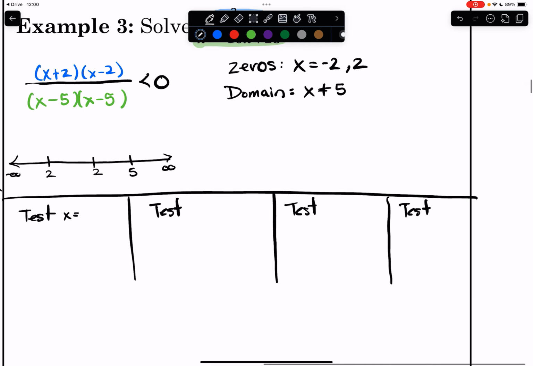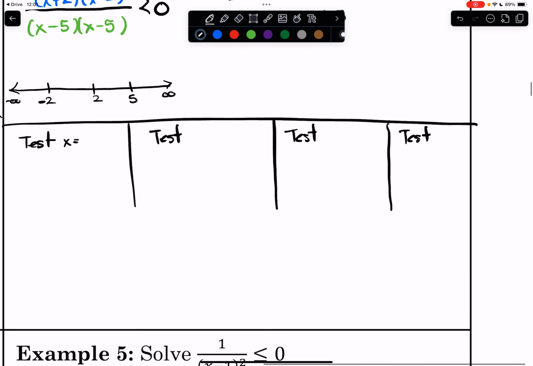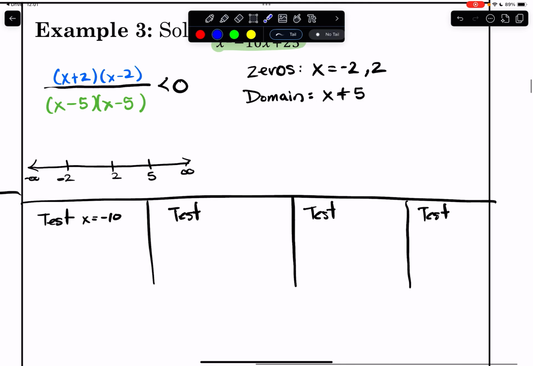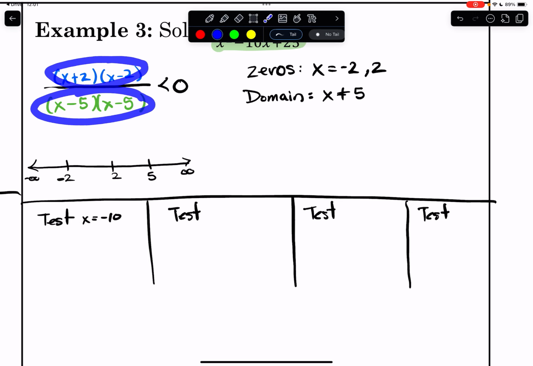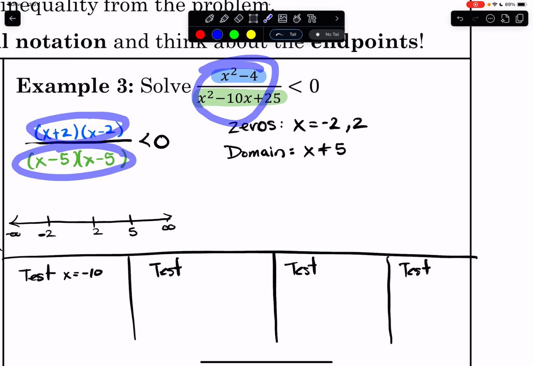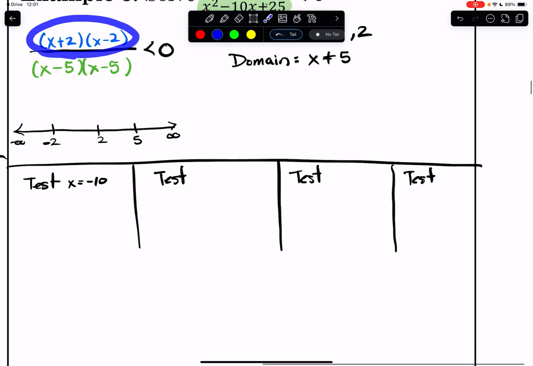Negative, so let's test negative 10. And again, we're going to use the factor form. Now that I have it factored, we're going to use this instead of plugging it up here. Remember, this and this are the same. So let's plug it into the factor form.